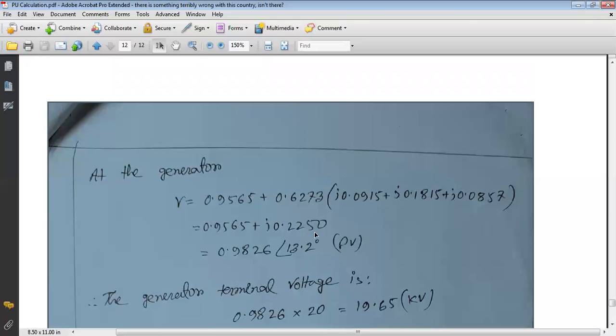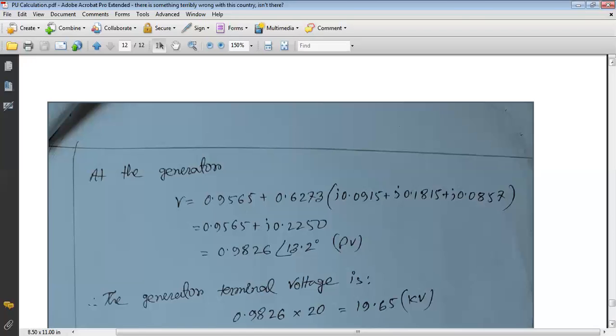This is the rectangular form. If we convert this rectangular form to polar form, we will get the magnitude and angle. Now this is the terminal voltage of the generator. The result is 0.9826 per unit, but we don't know how much voltage 0.9826 means. Is this a small voltage or a big value of voltage? So finally, we have to convert our result to real unit. This is our final work.